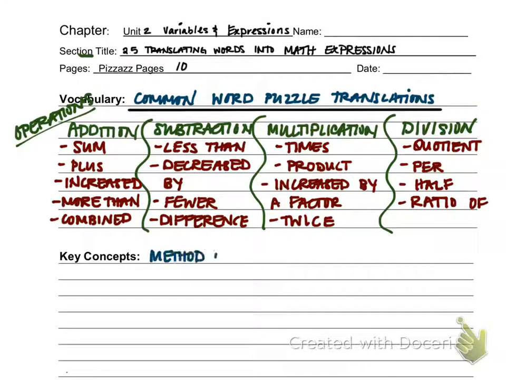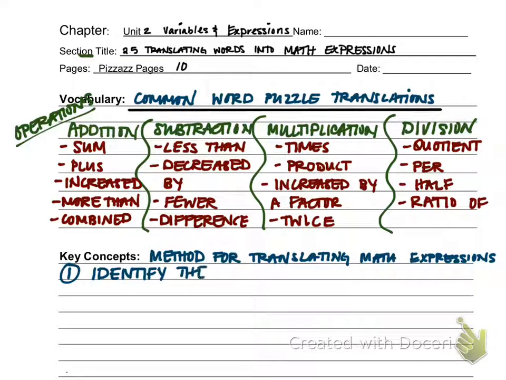Now our key concepts we're going to add into the method for translating math expressions. When I use this method, my first thing to do is to identify the variable. And we talk about variables as things such as numbers, unknown items, age, price of something that we don't know. Variable could be anything that we're not quite sure about. The piece that we're trying to find.